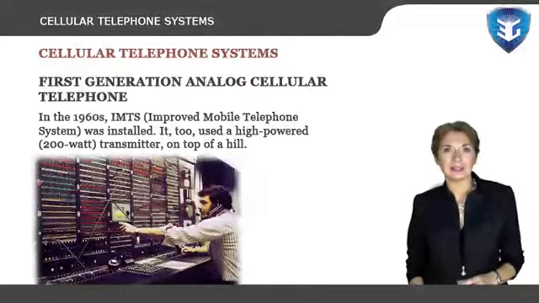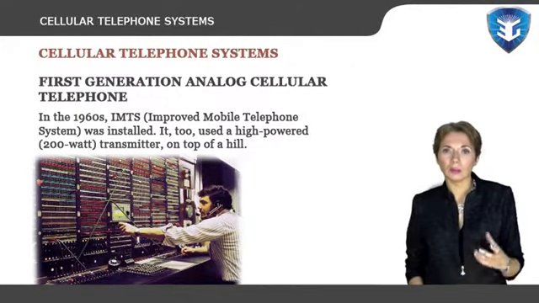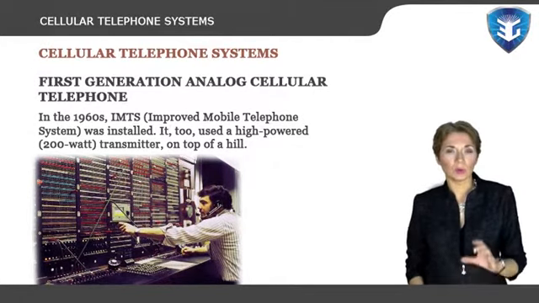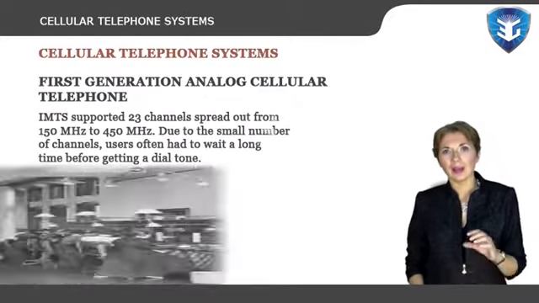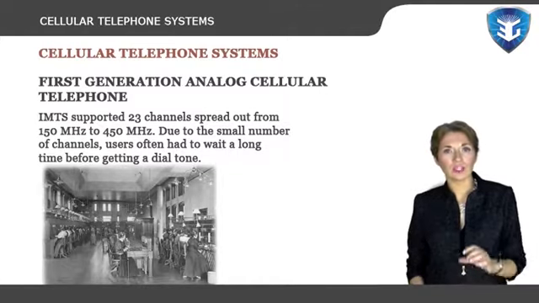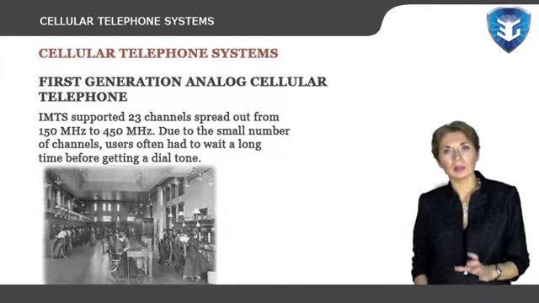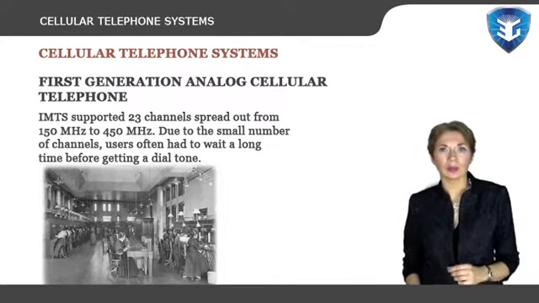In the 1960s, IMTS, Improved Mobile Telephone System, was installed. It too used a high-powered 200-watt transmitter on top of a hill, but now had two frequencies, one for sending and one for receiving, so the push-to-talk button was no longer needed. IMTS supported 23 channels spread out from 150 MHz to 450 MHz. Due to the small number of channels, users often had to wait a long time before getting a dial tone.